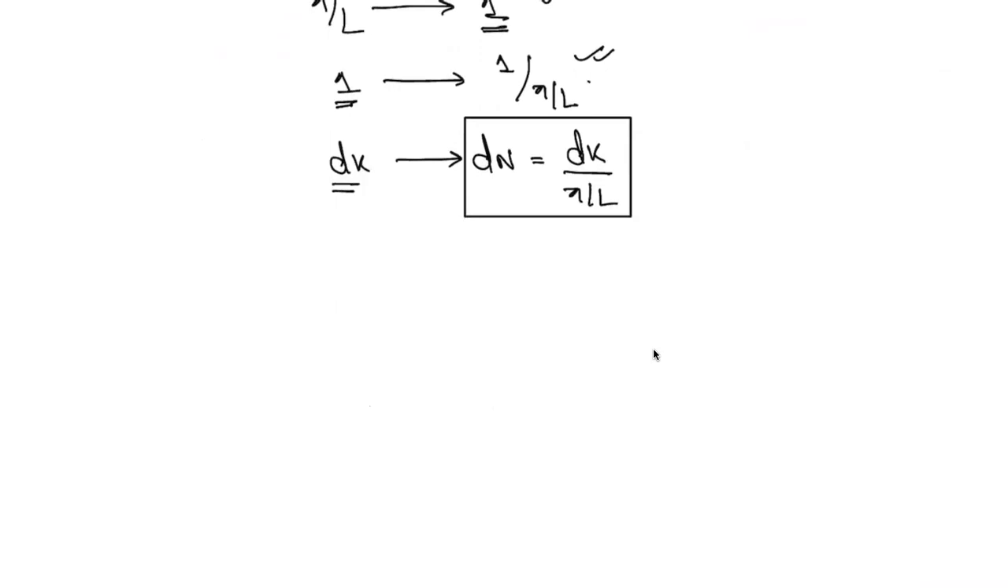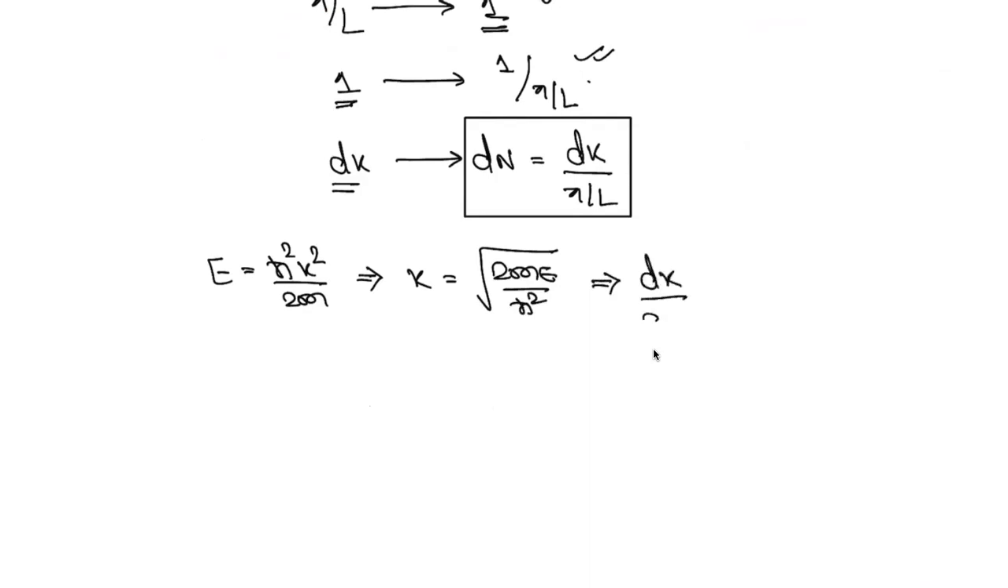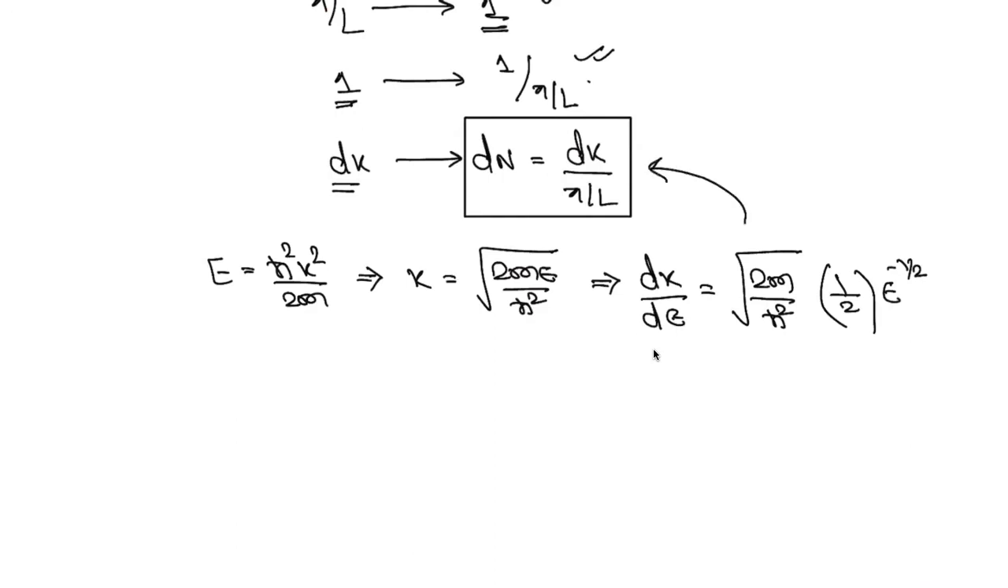Now, E is equal to h square k square upon 2m. That means k will be root under 2mE upon h square. So let's find it. We need dk. What will be dk by dE? We differentiate with respect to energy. What will we get here? We will get root 2m by h square same, E to the power half. First it gives half, and then this becomes minus half, right? This is what we get for dk upon dE. Put this in. What will we get?